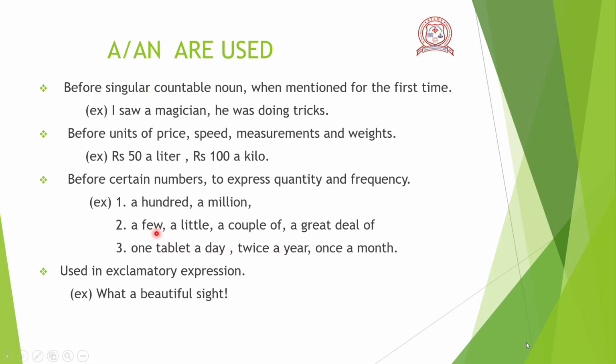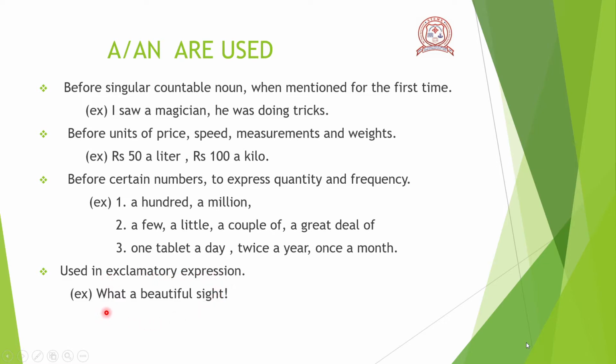Like a few, a little, a couple of, a great deal of expresses quantity. The third one is frequency: 1 tablet a day, twice a year, once a month. That denotes frequency. So the third point is a or an is used before certain numbers to express quantity and frequency. The fourth point is it's used in exclamatory expressions.